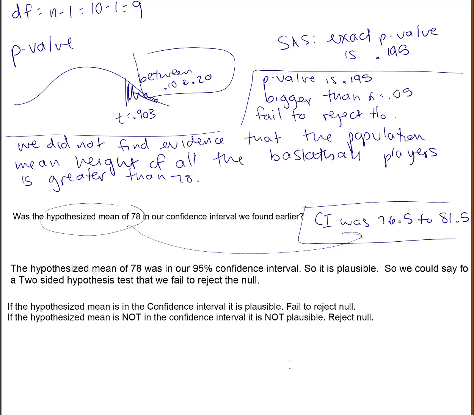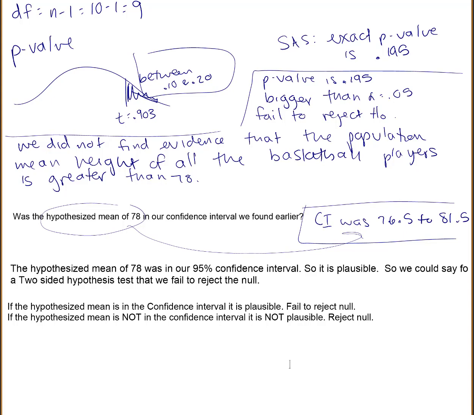So we could say that for a two-sided hypothesis test, instead of actually doing the entire test, we could just say, well, 78 was in our confidence interval, which we already found, so that means we failed to reject the null, and we could have just skipped to that final step. So hypothesis tests give us the same information as confidence intervals if you want to use this trick.